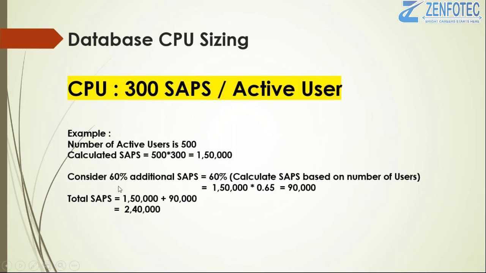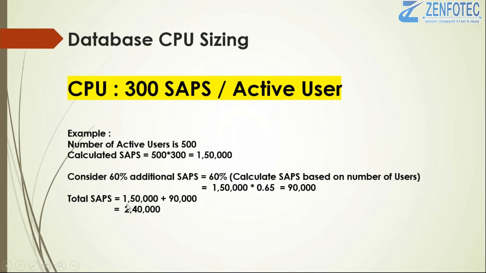This formula you won't get by Googling. This is my own calculation, and it is accurate, based on my experience. I will show you the proof: the same sizing you can perform through the QuickSizer, and you will get the same results, the same SAPs. Whenever I do a sizing, I consider only this formula. So this many SAPs are required to handle the 500 active users.